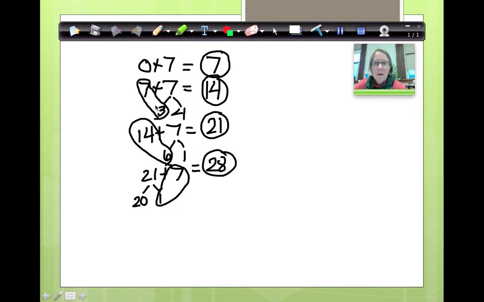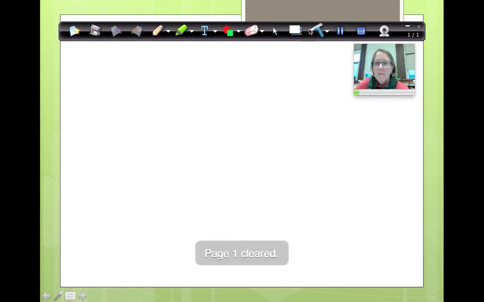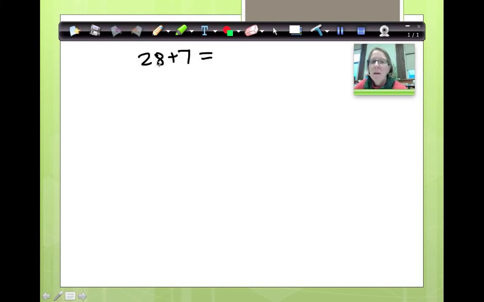So let's try a little bit more. Let's do 28 plus 7. Let's just keep on going. Okay? What does it equal? Well, this is close to a 10. Take it away from the 7, so 8 needs what to be a 10? It needs a 2. Okay, so I'm going to take 2 out of the 7. And 2 plus what gives me 7? 2 plus 5. Here's my 10.